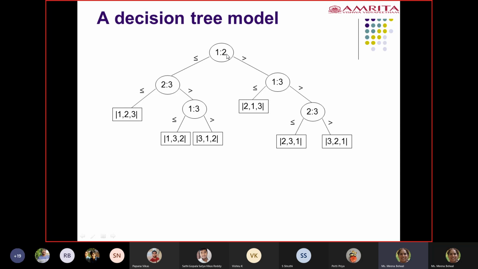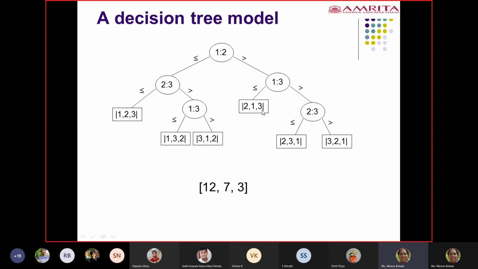Right? And now if we find that 1 is greater than 2 and 1 is less than 3, that means we will end up here itself. 1 is greater than 2, but 1 is less than 3. So that means the sorted order ends here itself.